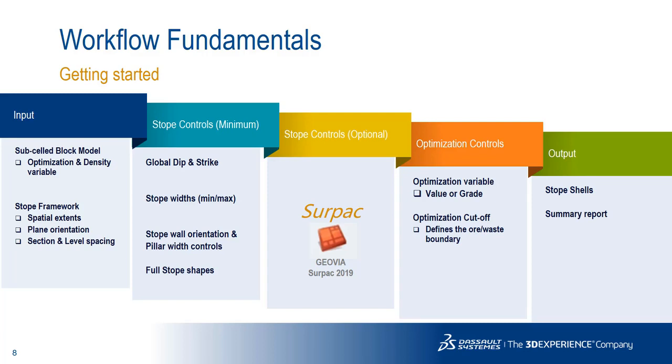The optimization controls is really the optimization variable. So that can be the value or a grade, as I mentioned earlier. The optimization cutoff, that defines the ore waste boundary for the Stope Optimizer. The output is, of course, the stope shells themselves and a summary report including tonnes and grade for each stope.